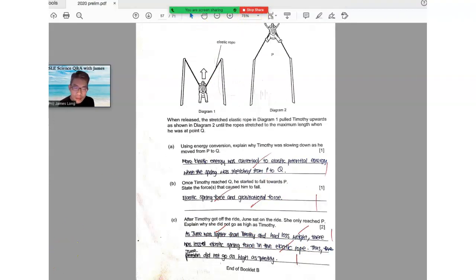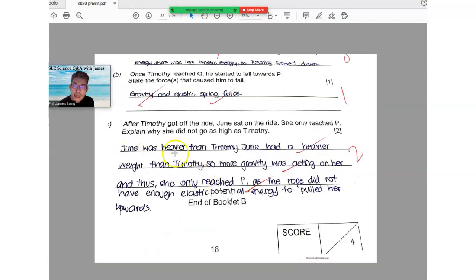Alright, you can pause it here to take a look at these answers as well. Now, this is another answer. Talk about June being heavier. It's also possible. If June is heavier, what happens? There's greater gravitational force acting on her. So of course, when she goes up, she cannot go as high. The elastic potential energy stored in the rope is unable to move her up as fast, to move her as far. But here I pause for a moment because I'm talking about forces and energy together.